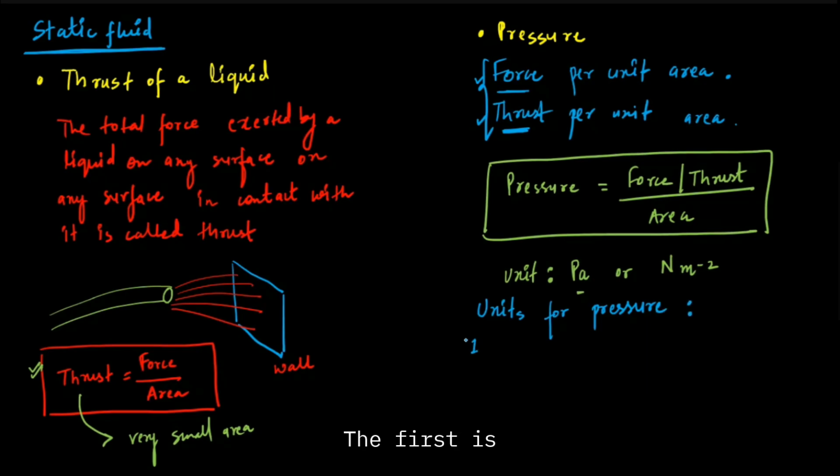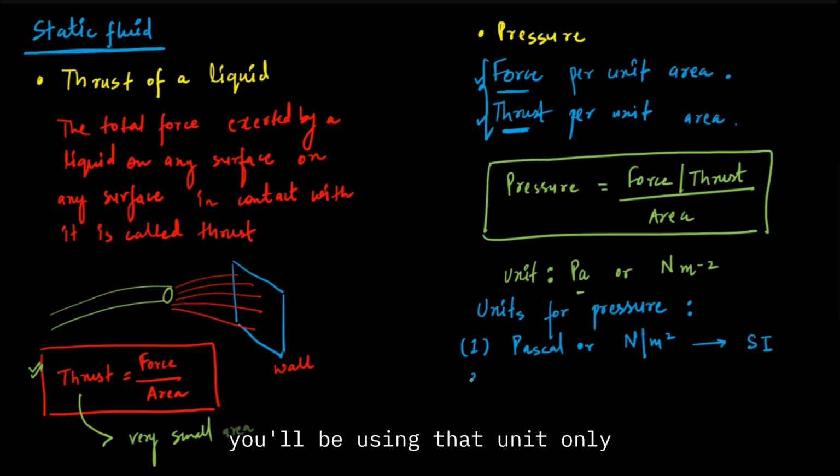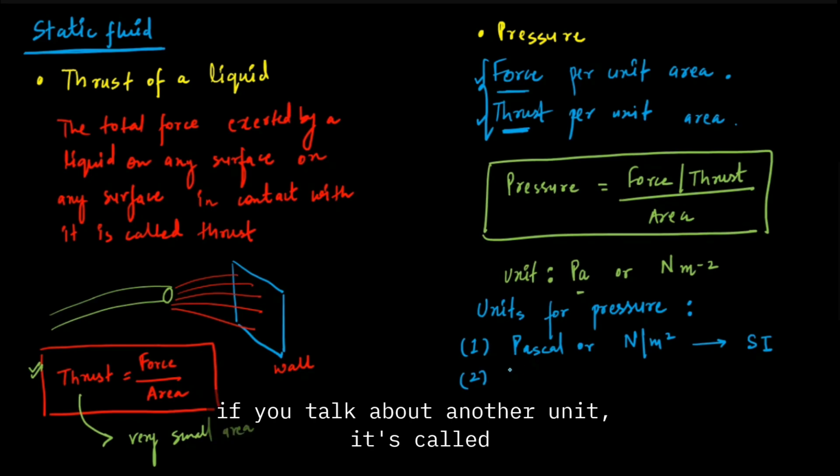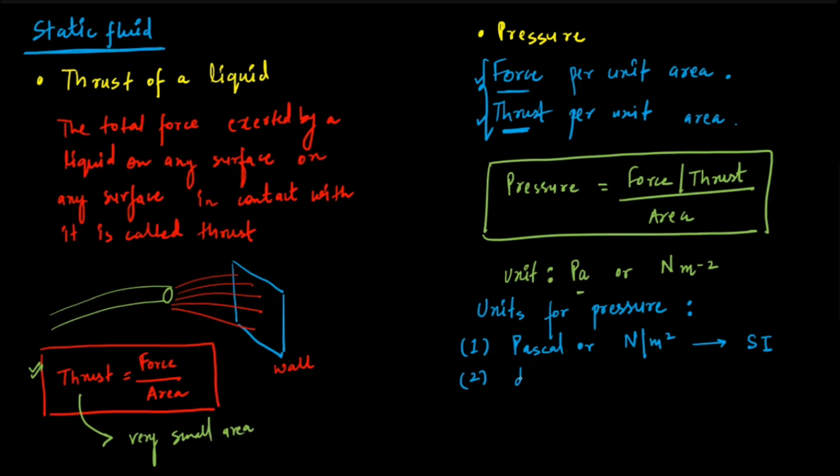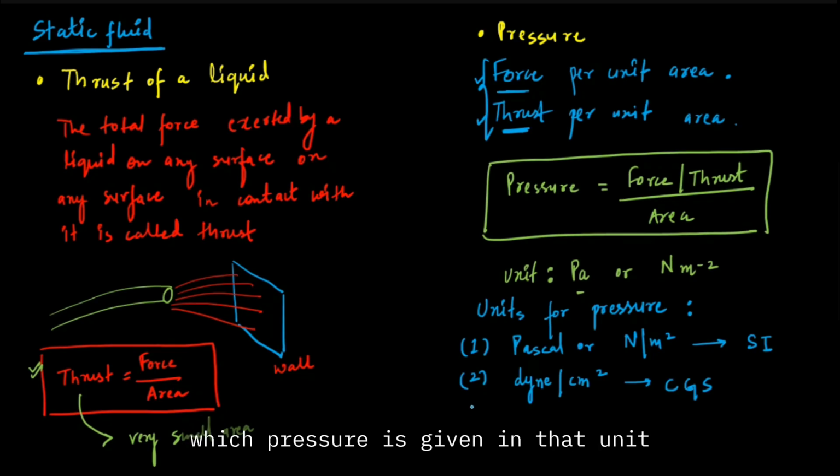The first is Pascal, or Newton per meter square. This is the SI unit. In most cases, you'll be using that unit only. But apart from this, another unit is called dyne per centimeter square. This is the CGS unit. You might see some questions in which pressure is given in that unit.